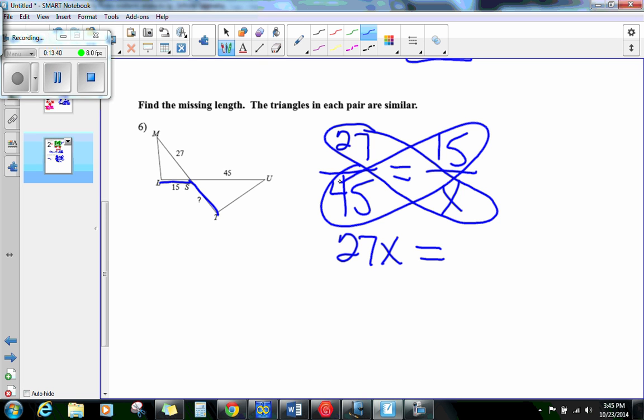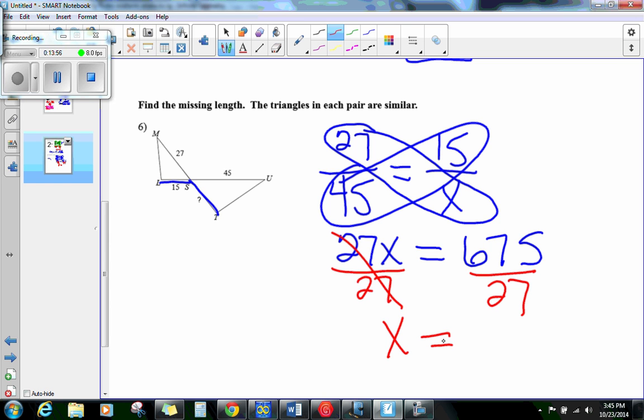15 times 45. A big number. It's okay, we can do big numbers. 675. And the last step, good. Divide both sides by 27. And X is equal to, you got it, 25. So the important thing with proportions is to be consistent. Whatever information you put first in your first fraction, make sure you put that same information first in the second fraction. Okay, so that is a review on focus topic 3, similar triangles.